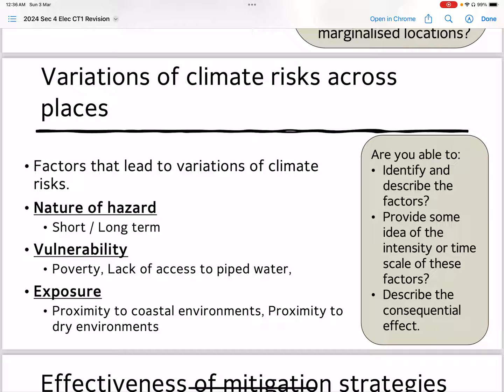Okay, exposure as well. Where exactly is this place that you're talking about? If you are in a coastal environment, of course, your risk from coastal climatic issues like sea level rising and sudden increases in tropical cyclones, you will get hit first. So proximity to a coastal environment is one big problem. Proximity to dry environments as well. If you're already in the desert and then I tell you that because of climatic change you're only going to have half the amount of rain you get annually, what would that mean? It's actually very serious for countries or locations that are already very near dry environments.